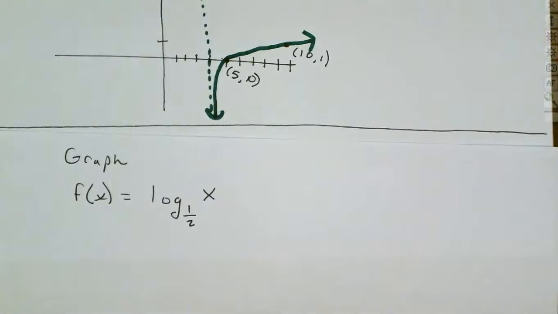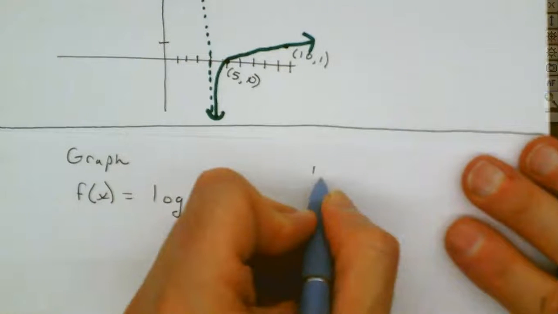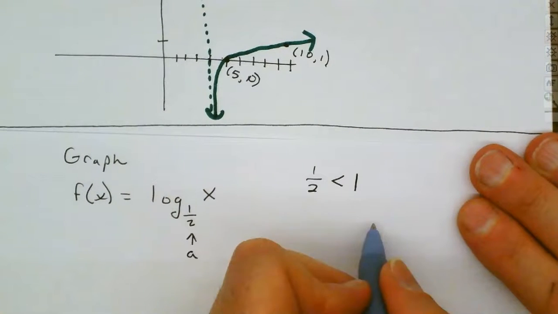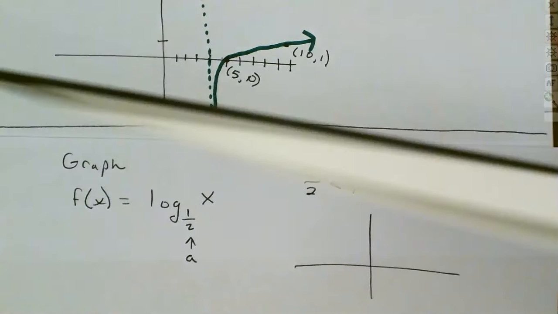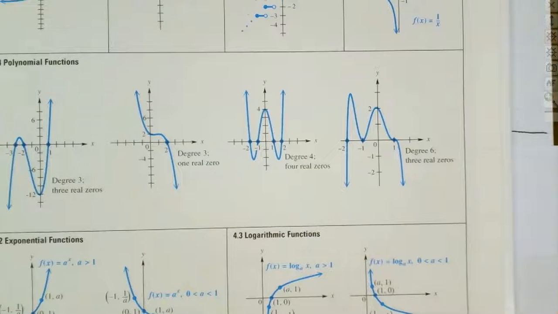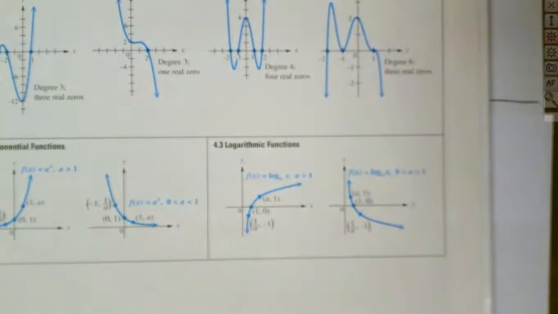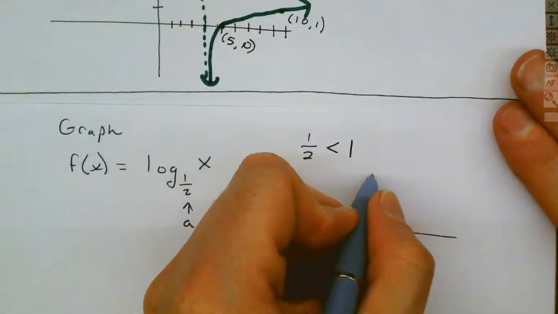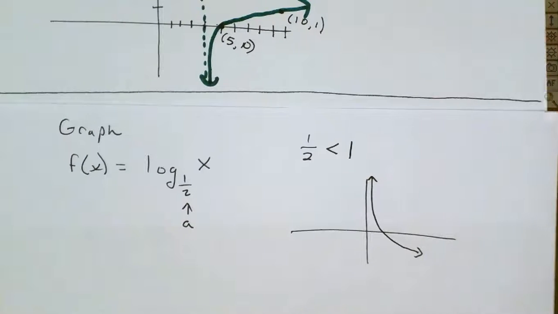Okay, so when I look at this one, my base is a half. So 1/2 is not greater than 1. 1/2 is less than 1. So what does the basic shape look like? Instead of going up, it's going what? Down. So the basic shape looks like this one here. So that's what the basic shape is going to look like.